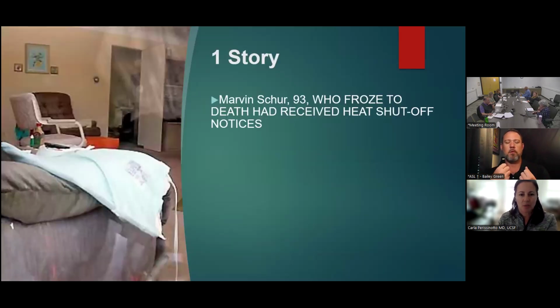So I want to start with a story. This is a story of a gentleman many years ago who, at the age of 93, was unfortunately found frozen to death. And he was found frozen to death after he had received heat shutoff notices. Now, while this case didn't start here in California, we can see something like this happening in California, and I'm sure there are cases with increases in natural disasters, potentially not being prepared for natural disasters, and we heard a little bit about that at the beginning of this talk.